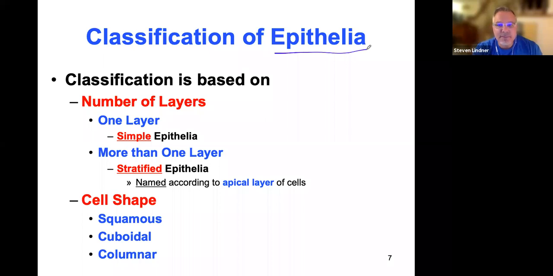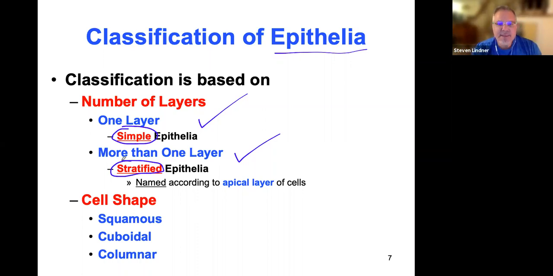Once we know it's epithelium, then we say, all right, how many layers do I see at the apical surface, or the top surface, or the surface closest to the lumen? Does it look like it's one cell layer thick, or does it look like it's multiple layers? Once we establish that, the first name of the epithelium is either going to be simple or it's going to be stratified. Once again, if we see that it's one cell layer thick, it's simple. And if we see more than one cell layer, it's stratified.